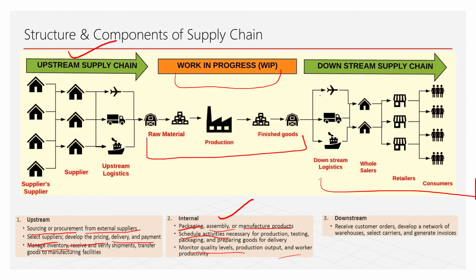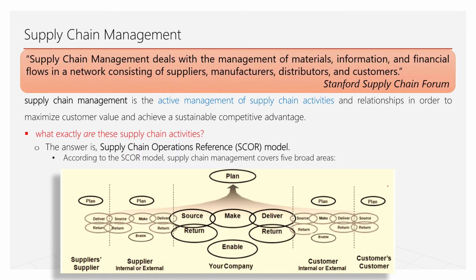Whereas in the downstream supply chain, basically customers are receiving the orders. We are developing a network of warehouses, deciding which retailer will be getting the product. So all the schedules are developed in the downstream supply chain. Based on that, we can define supply chain management.